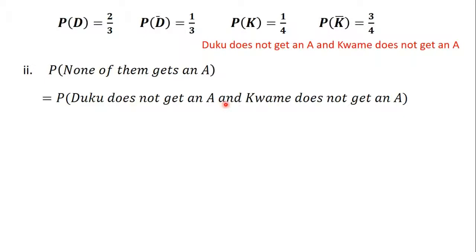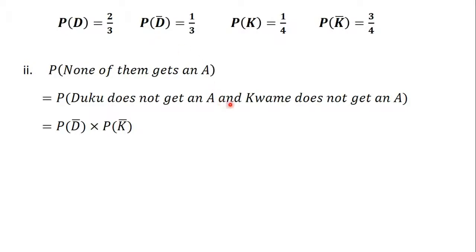We have "and" here, so we are going to use multiplication. Probability that Duku does not get an A is given as P(D complement). We have "and" here, so you bring the multiplication. Probability that Kwame does not get an A is given as P(K complement). P(D complement) is 1 divided by 3. P(K complement) is 3 divided by 4.